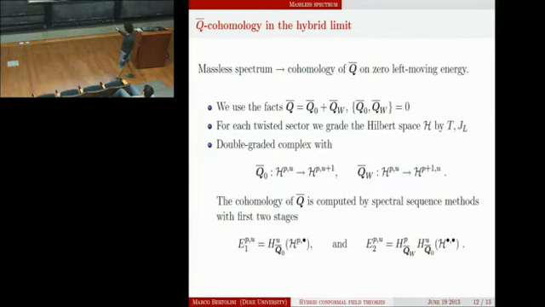So it follows that the full cohomology of Q-bar is computed by a spectral sequence. And here I have just written down the first two terms. We first compute the cohomology of Q-bar naught, and then we take the cohomology of Q-bar W in the cohomology of Q-bar naught.